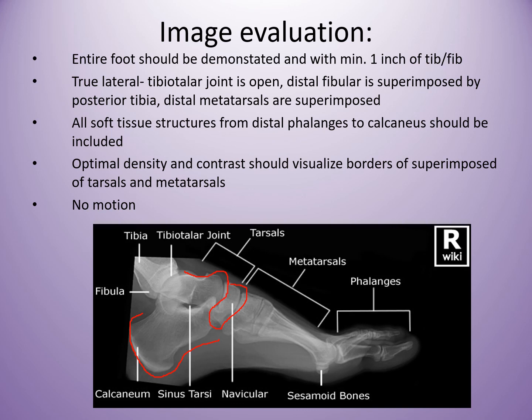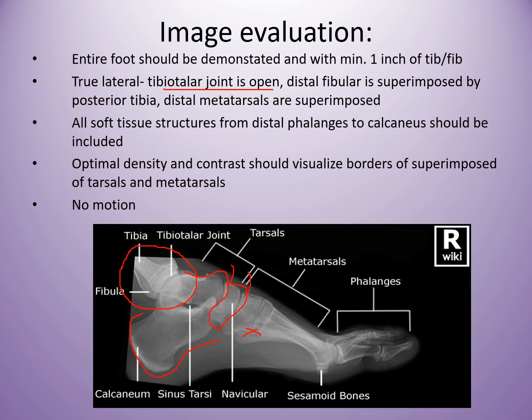This is the centering point, the base of the third metatarsal. Here, we say it is here, the base of the third metatarsal. And then you can see a bit of the distal part of the tibia fibula superimposed, which indicates a true lateral of the foot. Okay, as well as the joint space, the tibio-talar joint space, which appears open.